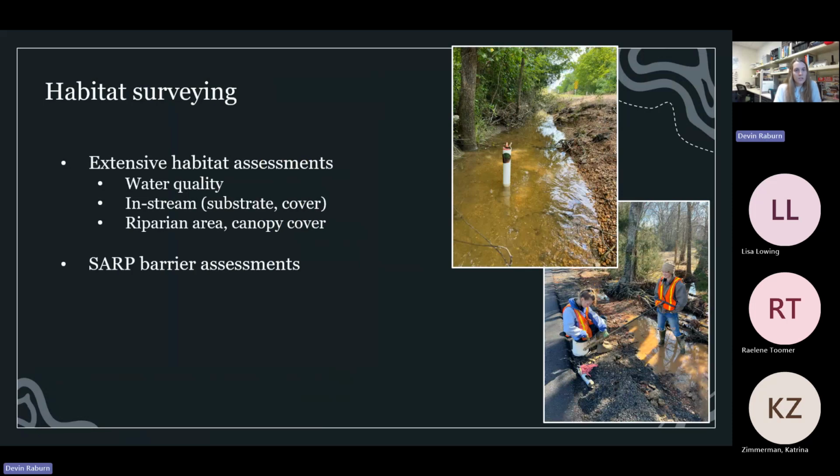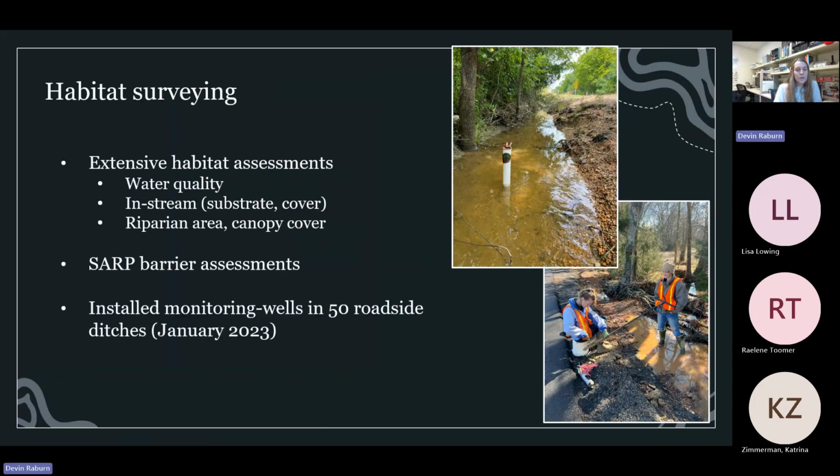We also did a SARP modified barrier assessment for my third chapter of my thesis, which is looking into threats of barriers to aquatic passage. And we also installed monitoring wells in 50 roadside ditches in January of '23, so before our sampling season, to take a look at groundwater levels and inundation frequency of our ditches. We'll be looking at that a little bit later too.